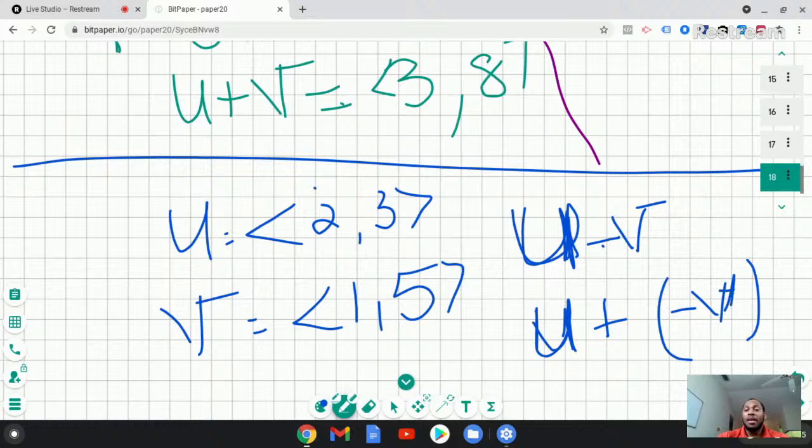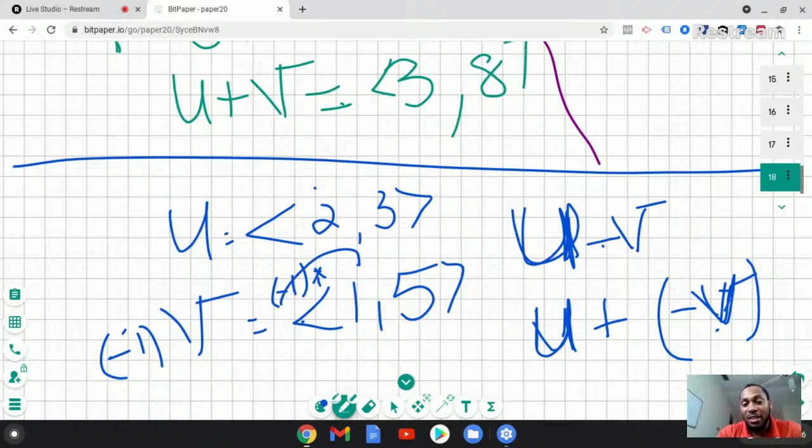Now, negative V here is V multiplied by a negative 1. So I have V here. All I have to do is subtract V, multiplying it by a negative 1. I haven't shown you how to multiply by a negative 1, but it's as common sense as it sounds. You just multiply the negative 1 by this one, or by this one.